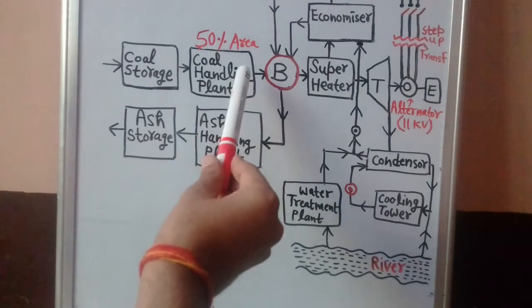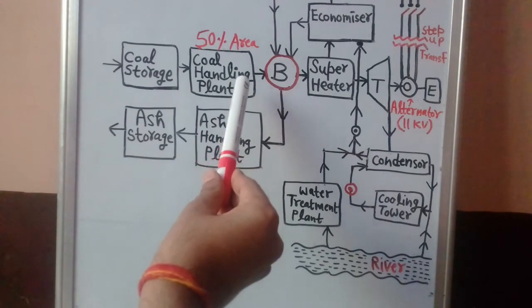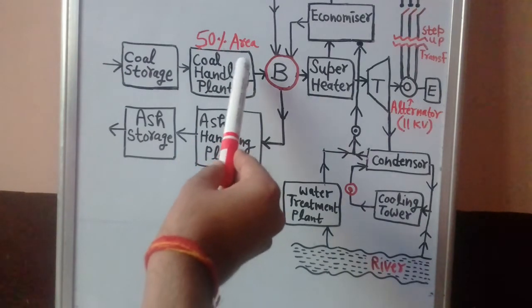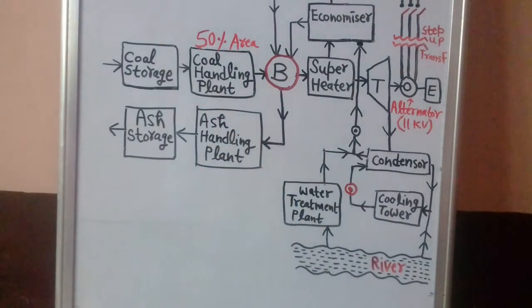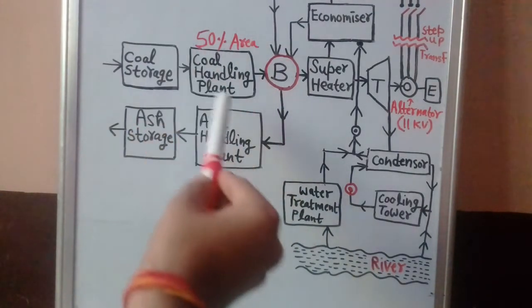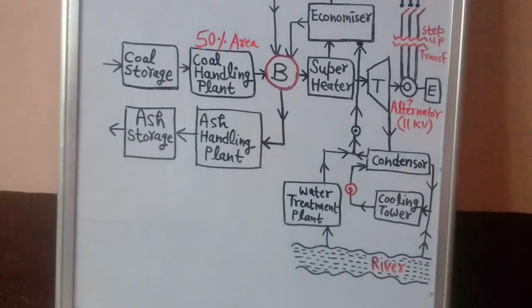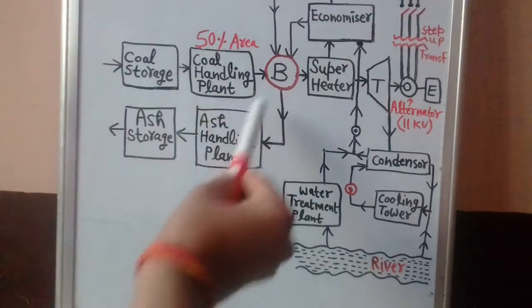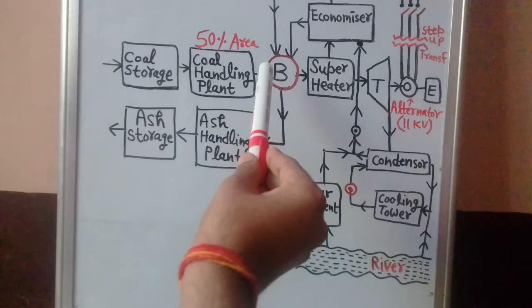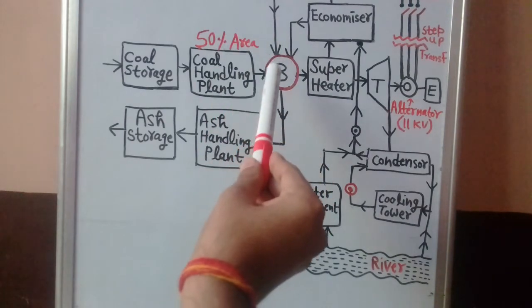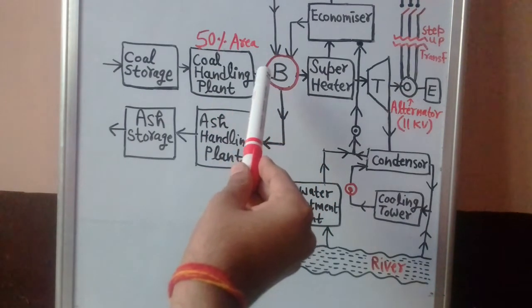Coal will be delivered to the coal handling plant where it is pulverized. And when I say pulverized, what is the meaning? The meaning is that the coal is crushed into small pieces. Why do we pulverize the coal? Why do we crush the coal into small pieces at the coal handling plant? Because we want to promote the rapid combustion of the coal.